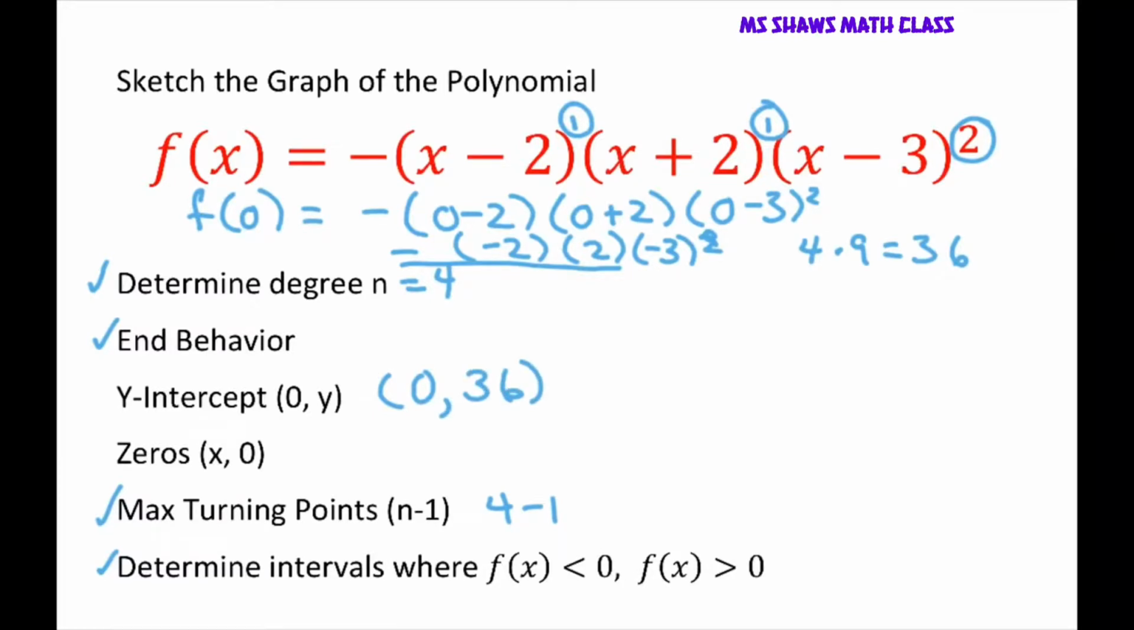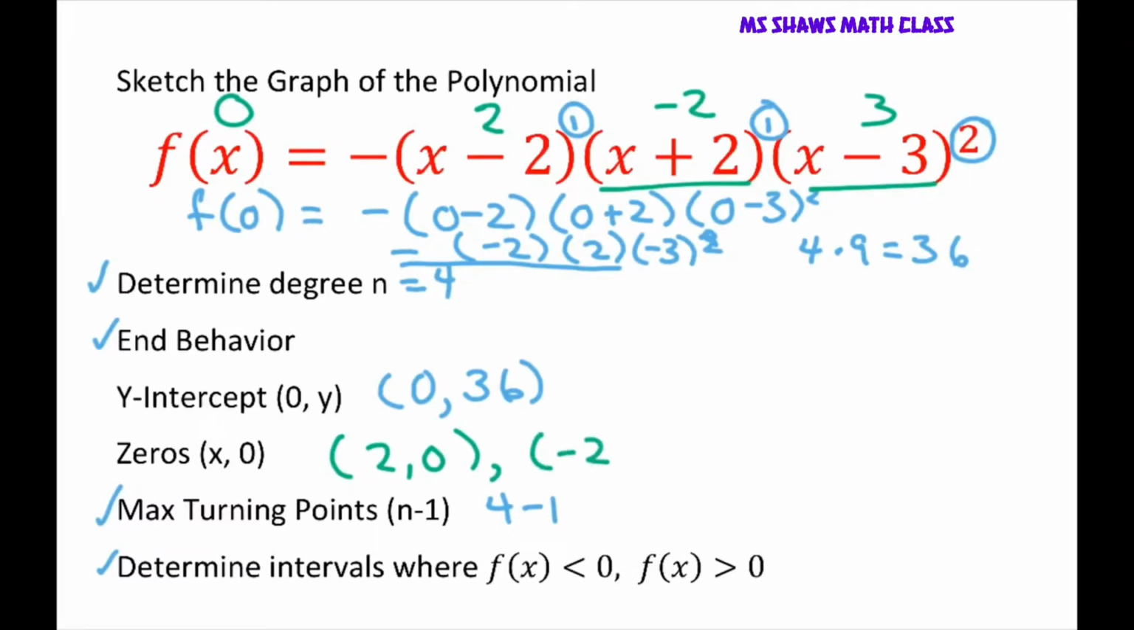And our zeros are where our y is 0. So if this is 0, then we'll have a 0 at 2, negative 2, and 3. I'm just looking at the factors. So that's going to be 2, 0, negative 2, 0, and 3, 0.